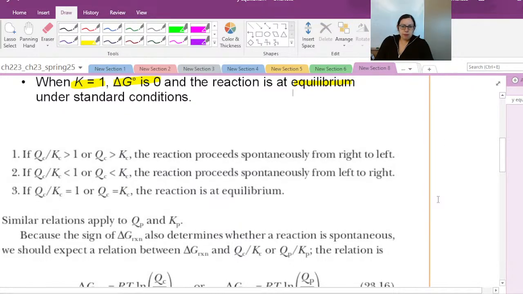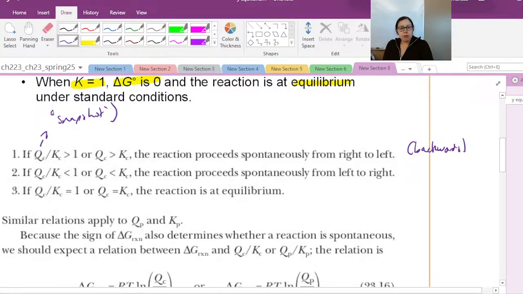And then these are more confusing statements, so we have to think about what they're trying to say. We have Q. Remember, Q is just our snapshot. So if Q is greater than Kc, then we're saying that the reaction goes backwards. So it's spontaneous in the backwards direction.